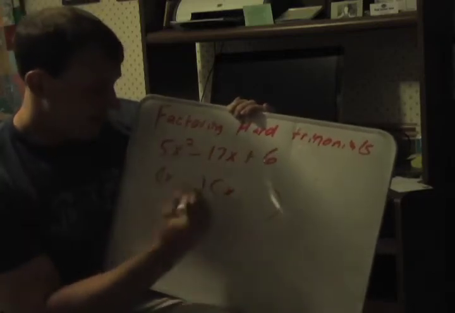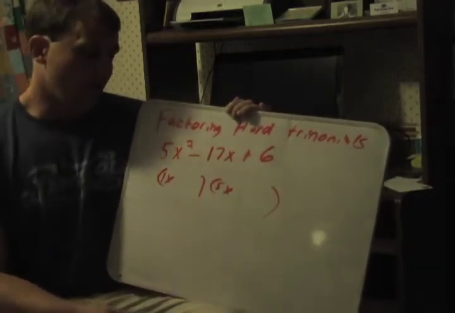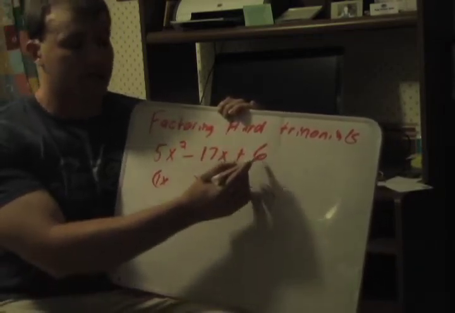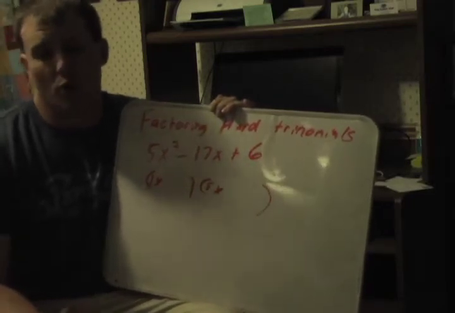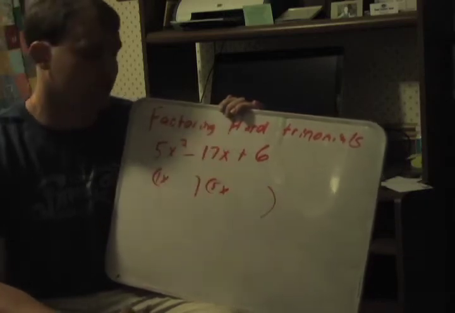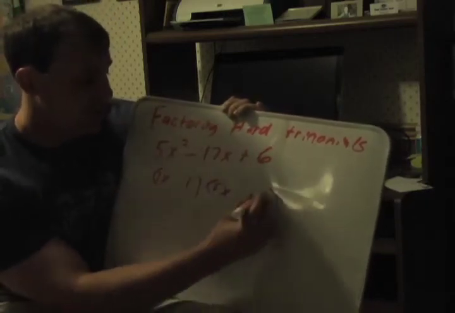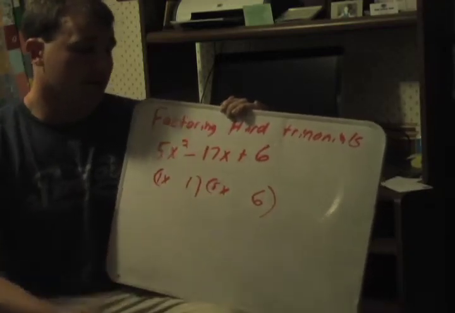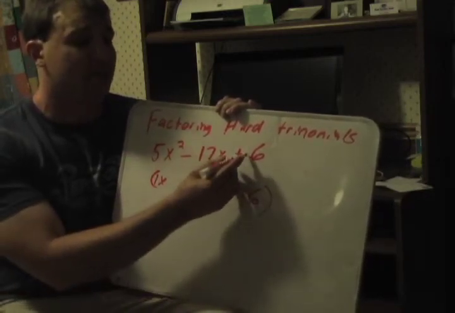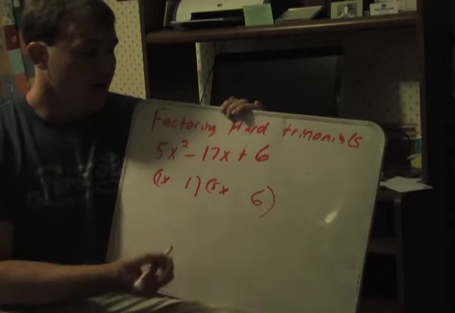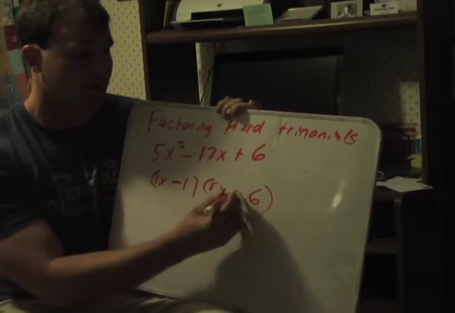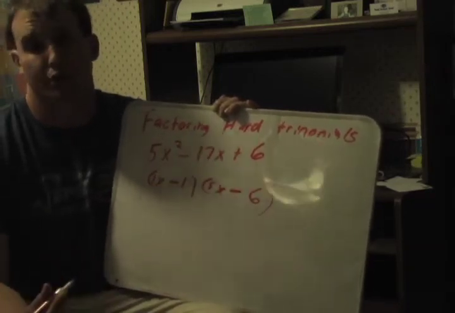So 1 and 5. Now for the numbers that go here, I have 6 at the end. What are some factors of 6? One of them is 1 and 6. You could also do 2 and 3. Let's try 1 and 6 first. So put 1 and put 6. Now I need signs. 1 times 6 is 6, and the only way for it to be positive 6 is if the signs are the same. Since the middle term, 17, is negative, both my signs are going to be negative.